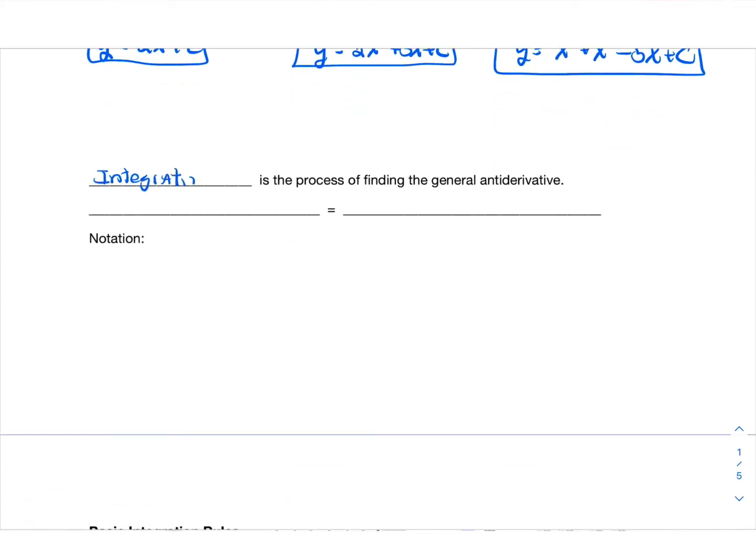Integration is the process of finding the general antiderivative. The integration of f of x is the same thing as the antiderivative of f of x. So we're going to learn some new notation. The notation is the integral of f of x dx is equal to big F of x plus c.